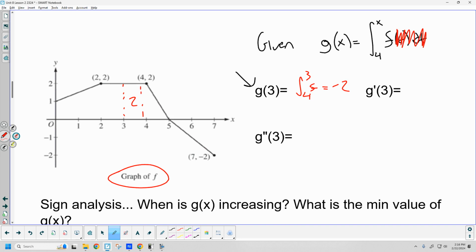Who's got it? Who's got it? Nice. Yes, you do. Who's got it? Yes. What is it? G prime of 3. Yes.